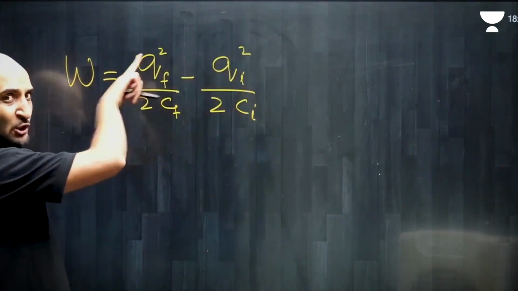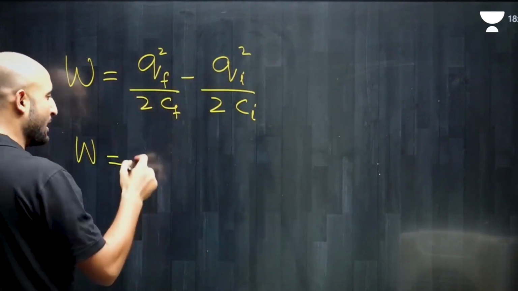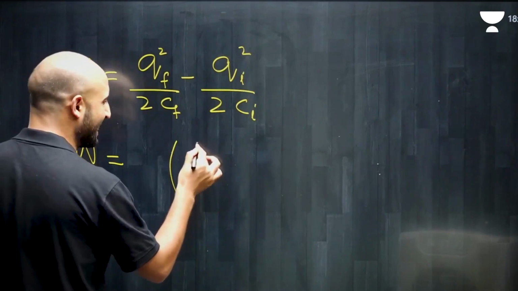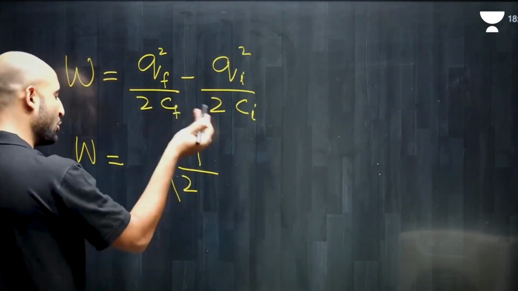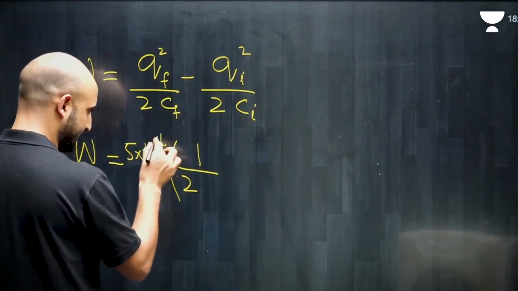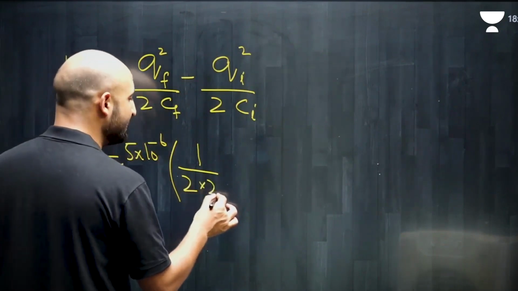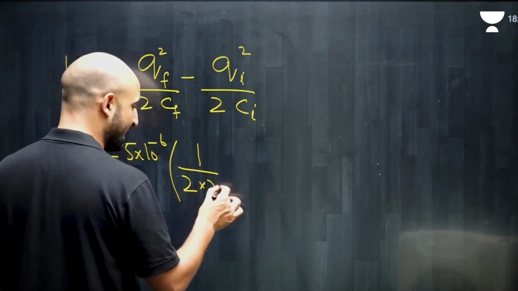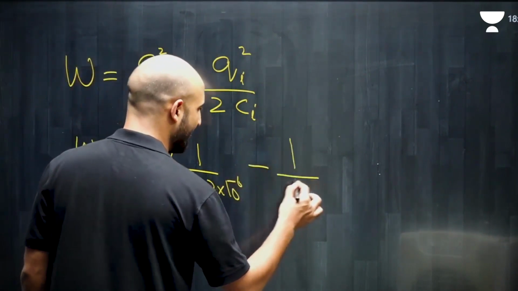Since Q initial and Q final are the same, I can take it out. When I take it out, what I get is 1 divided by twice... What is C final? Q initial and Q final are the same, that's 5 micro. Micro means 10 power minus 6, into twice C final. C final is twice 2 microfarad, 2 into 10 power minus 6, minus 1 divided by twice.